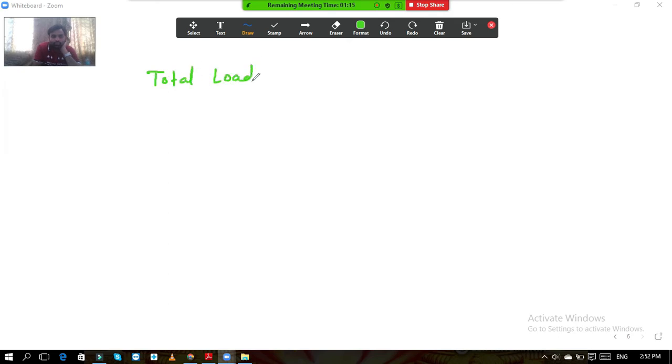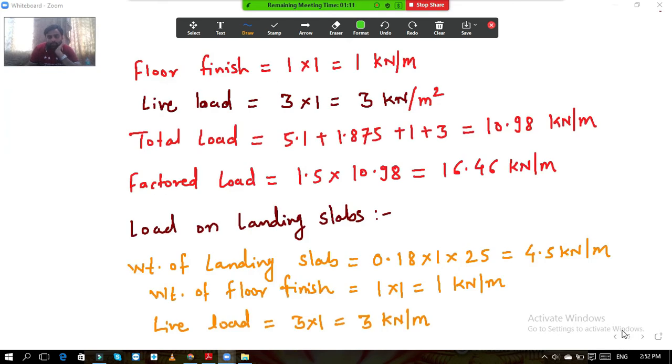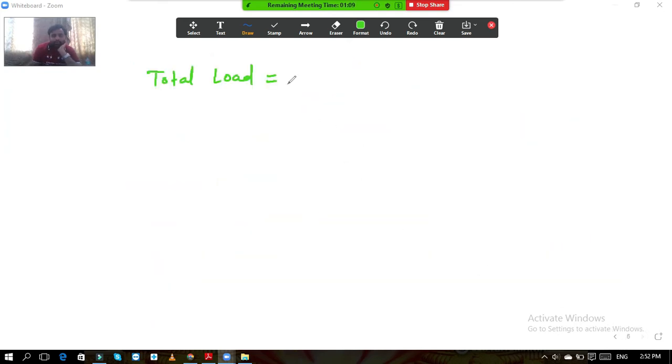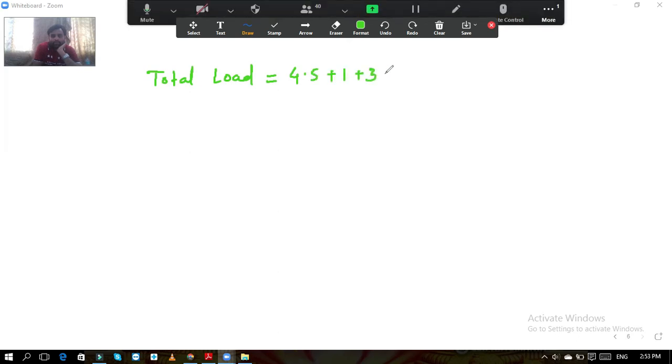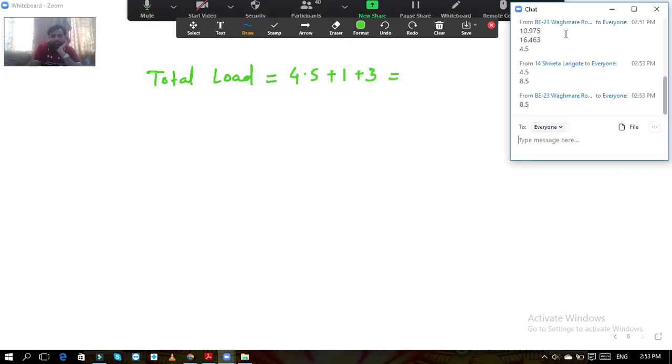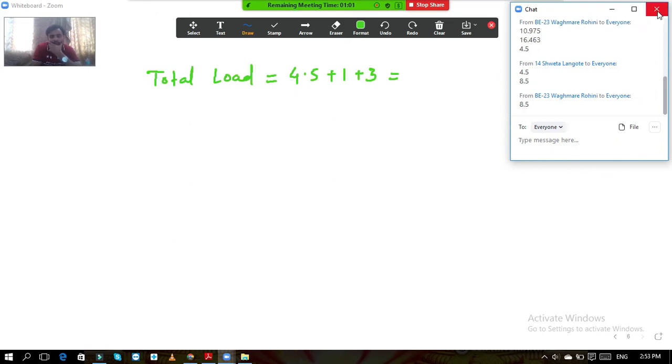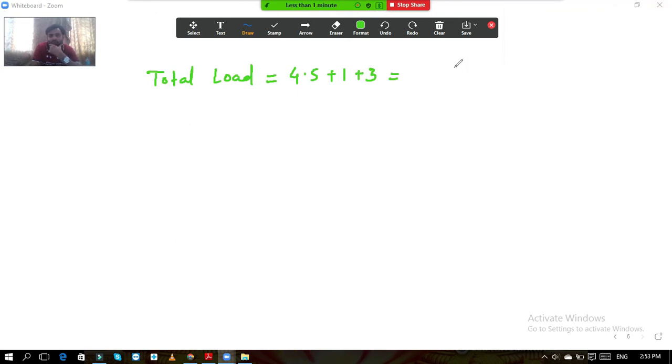Total load is equal to, what are the values? 4.5 plus 1 plus 3, which is equal to 8.5. After that, calculate factored load.